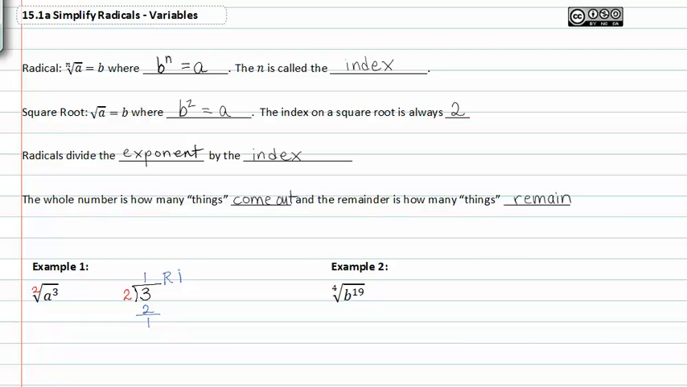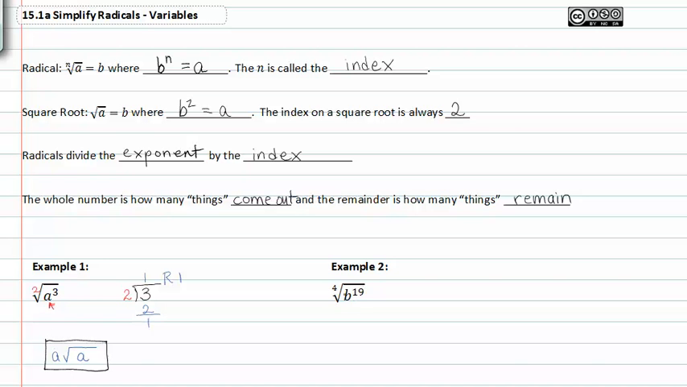So, if we want to simplify this square root, we would write it as a root a. And here's why. Remember that when we have radicals, we divide the exponent by the index, and the whole number is how many things come out. So notice that our base is a, and that base came out 1 time. The remainder is the base that remains, and that's 1, because our remainder was 1. So this is our simplified radical.